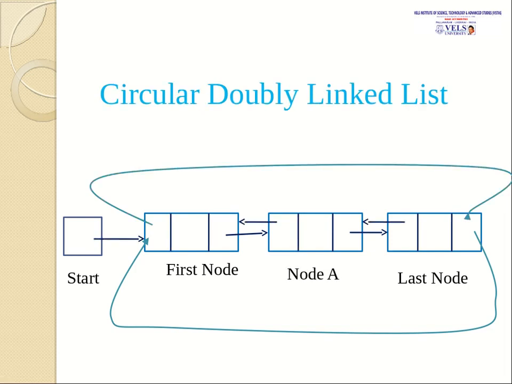And the last one is the circular doubly linked list, which is a combination of both circular and doubly linked list, where each node has two parts, the left link and the right link, and the left link points to the previous node. The first node's left link will have the address of the last node, and the last node's right link will have the address of the first node. So traversing can be done in any direction, from first to last or from last to first.